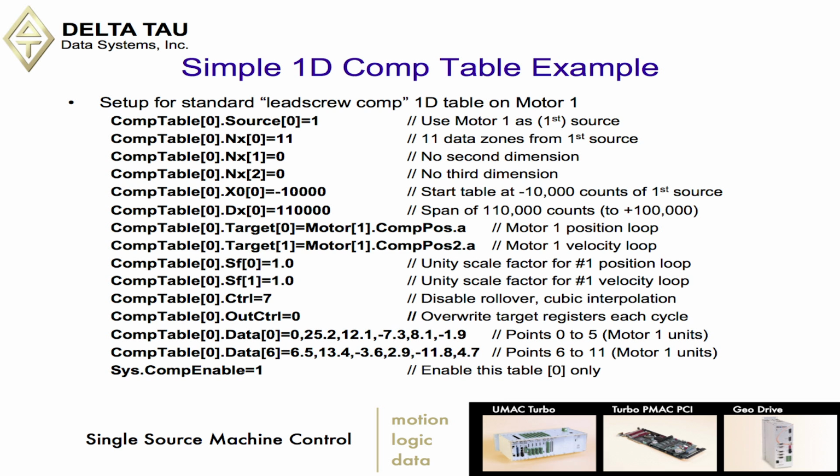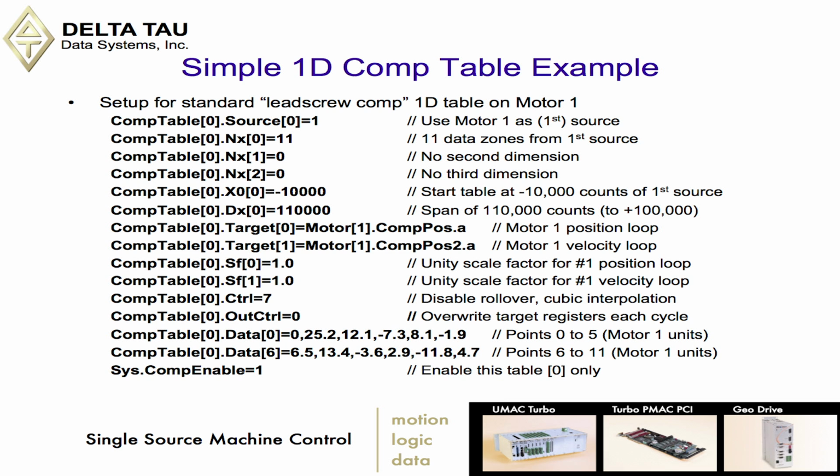And we tell it has 11 data zones. So it's going to have 12 entries. There's no second dimension. There's no third dimension. So we set the nx for 1 and 2 both to 0 to tell it it's only a one-dimensional table. And then the table starts at minus 10,000 counts. So that's the start of the table. And it has a span of 110,000 counts. That's the x.x0.d little x structure element names.